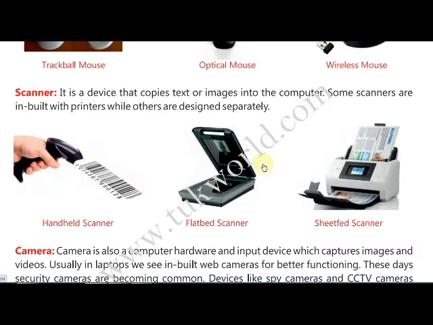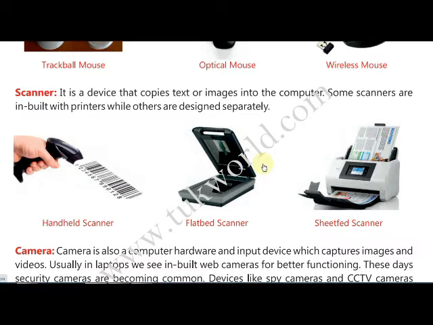The next input device is the scanner. A scanner is used to convert hard copy into soft copy. That means if you want to turn any printed copy into soft copy, then you can use this part of a computer. The name of that part is a scanner. Not all scanners are used to convert hard copies into soft copies. Some scanners are used to scan a barcode or QR code, to read hidden details.